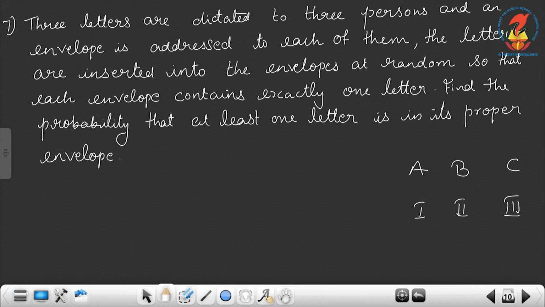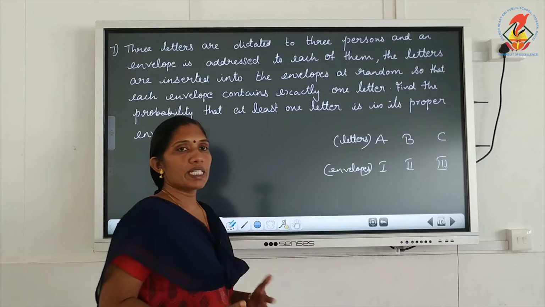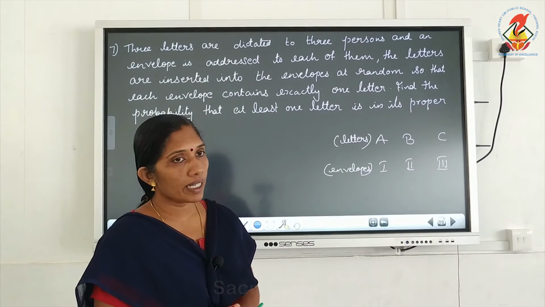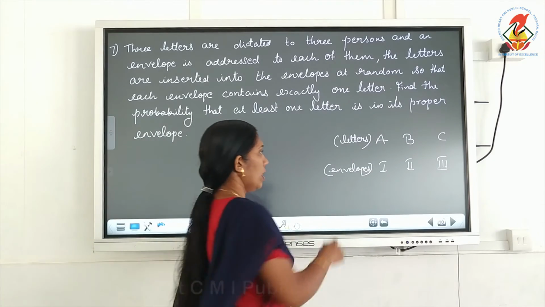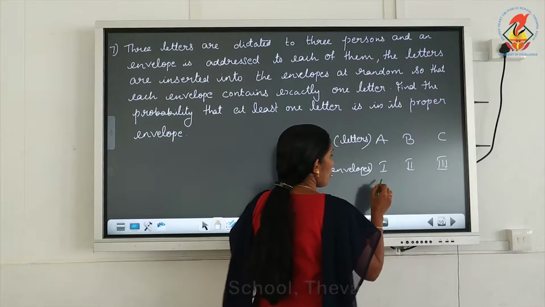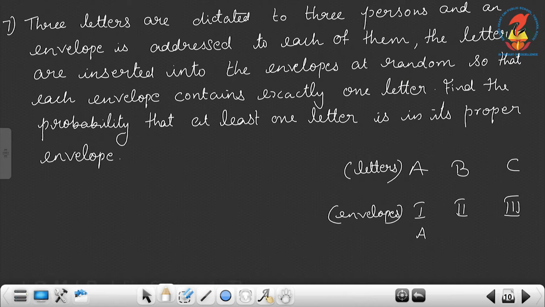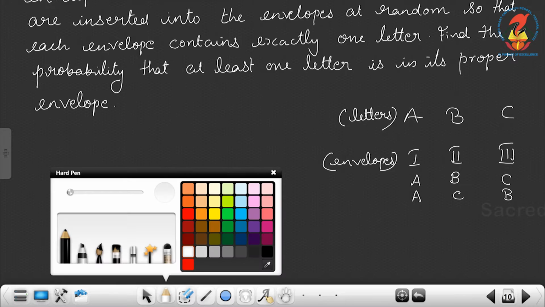Suppose 1, 2, 3 are envelopes and these are letters. So in how many ways can we insert 3 letters in 3 envelopes? In how many ways is that possible? We have A, B, C. So I can arrange A, B, C: A in the first envelope, B in the second envelope, C in the third envelope. Or A in the first envelope, C and B, the order I changed.